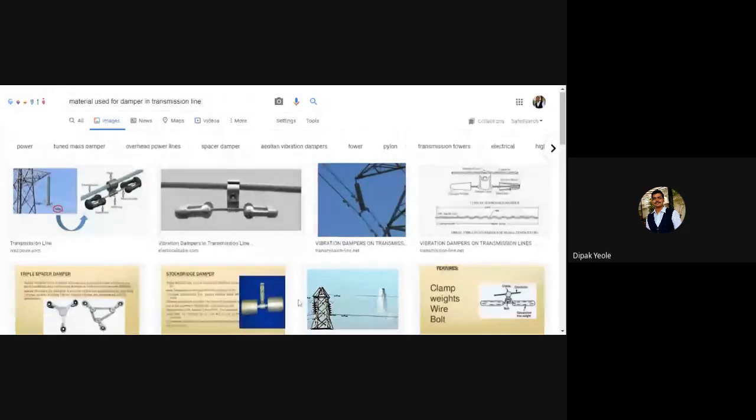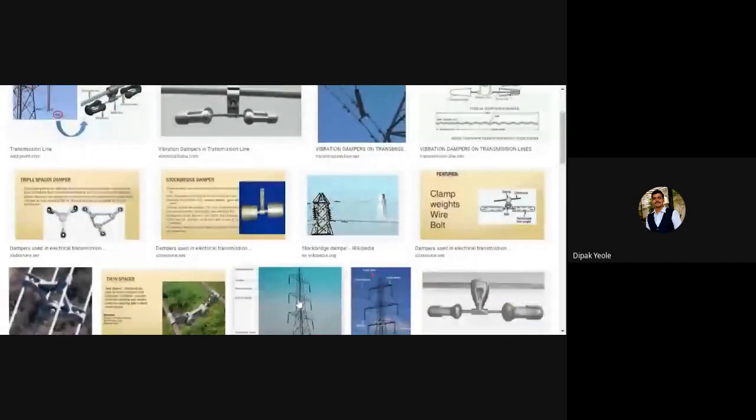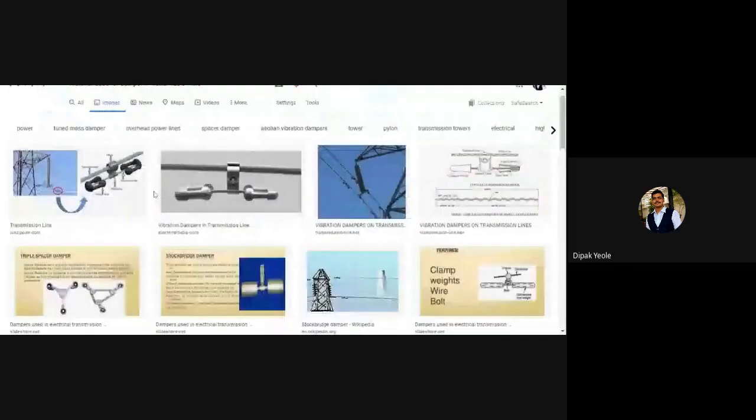Yes, there are many types of dampers available, and the basic purpose of this damper is to damp the oscillations, to damp the vibrations, because we know that if a continuous heavy wind is going to flow around this conductor, then what will happen? There is wear and tear of this conductor, and we are not expecting that wear and tear for the conductor. So you have to use these dampers for your transmission line.